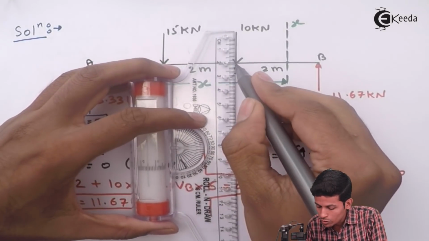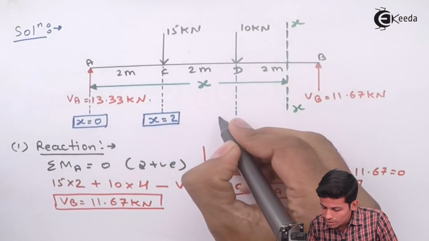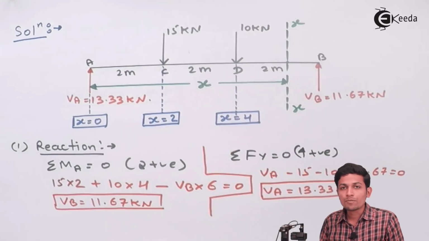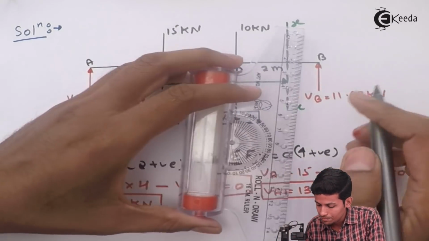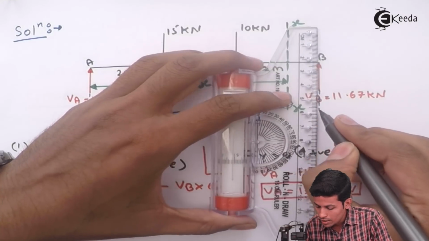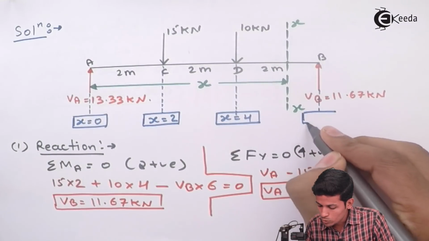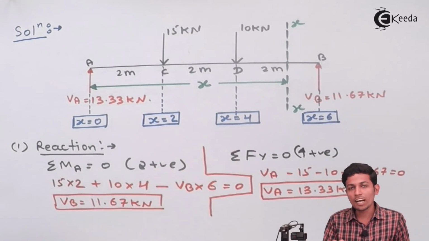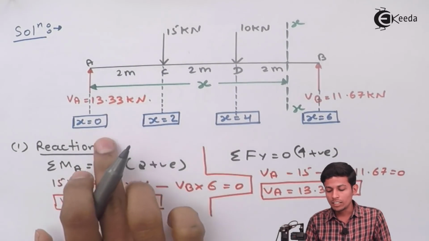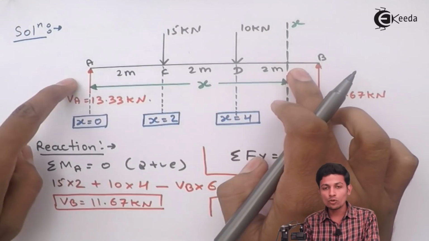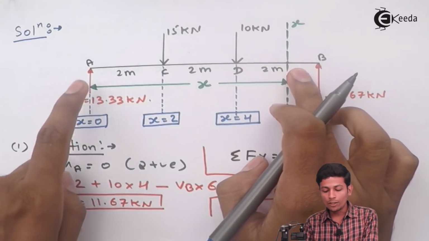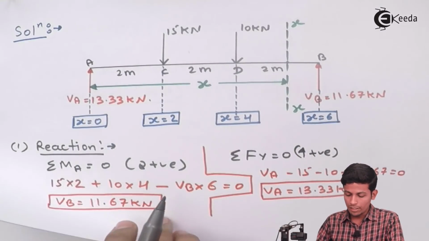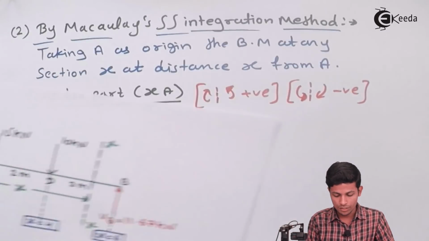Now see this part also, like this, extend some part, take one box and write it over here, x is equal to 4. Now extend this part, make one box over here, write x is equal to 6. Now why we are writing these things, I am explaining after that. Okay, now just write: if you are taking section over here, this is your origin, write x is equal to 0, then 2, then 4, then 6.